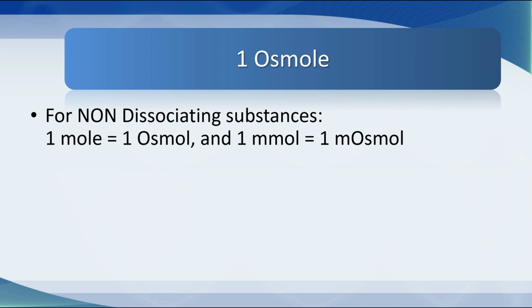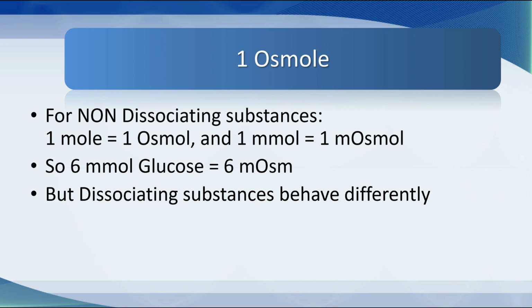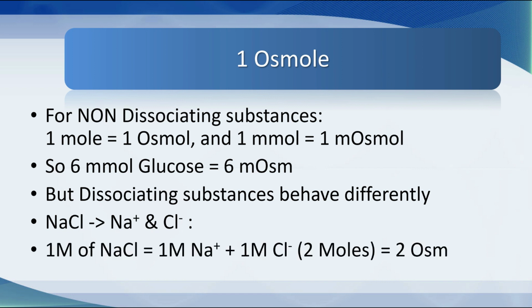For non-dissociating substances, 1 mole equals 1 osmole, and 1 millimole equals 1 milliosmole. So 6 millimoles of glucose equals 6 milliosmoles. But dissociating substances behave differently. NaCl, salt, breaks down into sodium and chloride. 1 mole of NaCl equals 1 mole of sodium and 1 mole of chloride. They are 2 separate moles and have the effect of 2 osmoles.